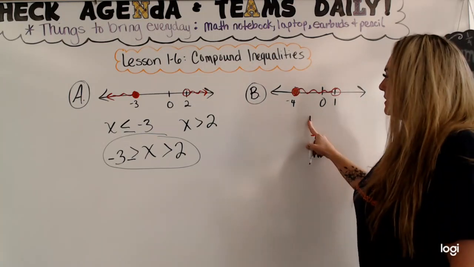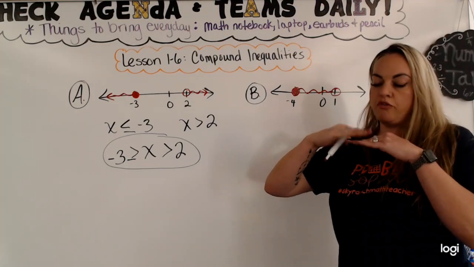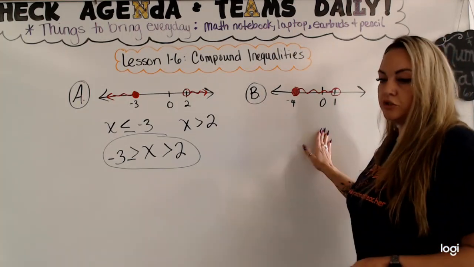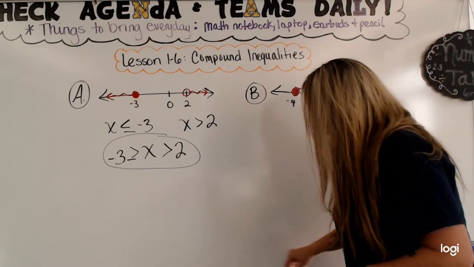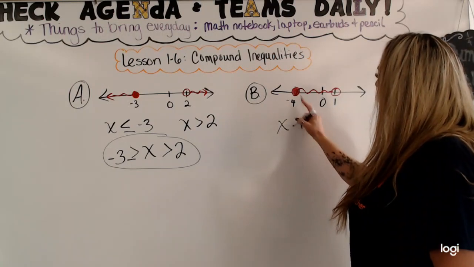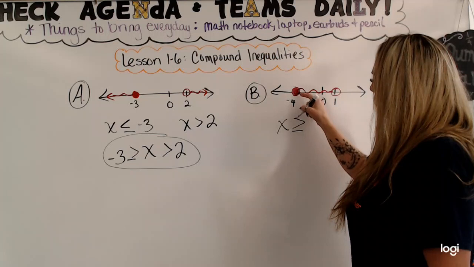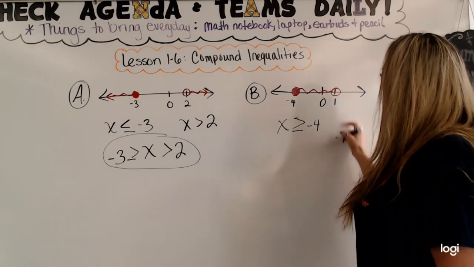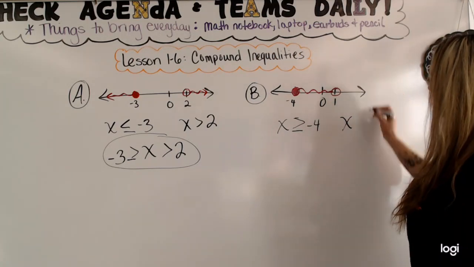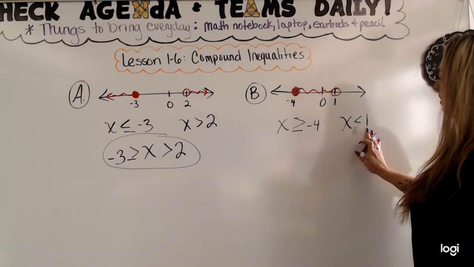In this case, we can see that the two solutions are overlapping. There's a start and an end point here. This is still two inequalities. Let's look at the first one. X is greater than or equal to, closed circle, negative 4. And for this one, x is less than 1. Oh, not equal to. X is less than 1.